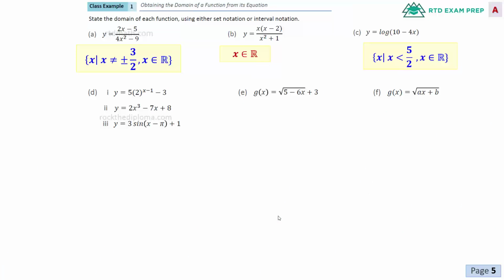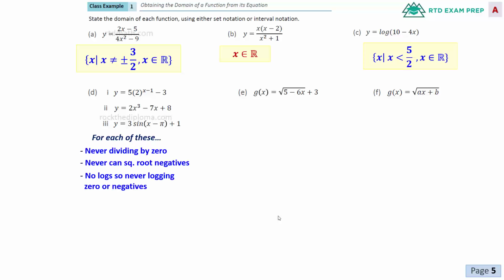Don't let part D intimidate you. You might feel like you don't remember exponential functions and cubic functions and sinusoidal functions very well, but we don't need to right now. When we're asking about domain, we're simply wondering, is there a possibility of division by 0, the square root of a negative, or the log of 0 or negative? And in this case, there aren't any. That means the domain is all real numbers. And that's it.